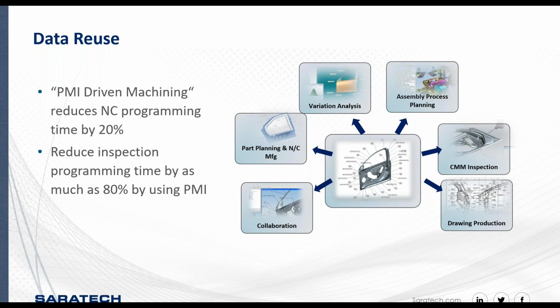We talked about NC programming. You can do a variation analysis with this, assembly process planning, so you can add sequences and instructions when you publish. You can leverage CMM inspection with your existing CAD and drawing production. And so what we've seen in the field, when you use PMI-driven machining, it can reduce the time for NC programming by 20% and can reduce inspection programming time by 80%. So that was very significant. And we'll touch on some case studies next here.